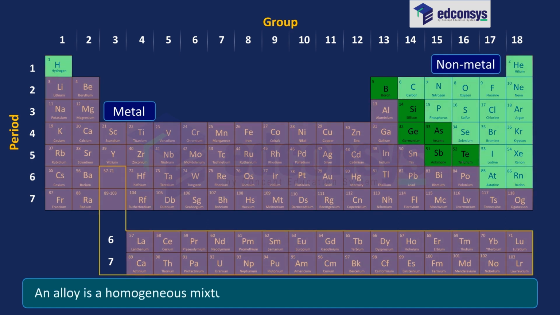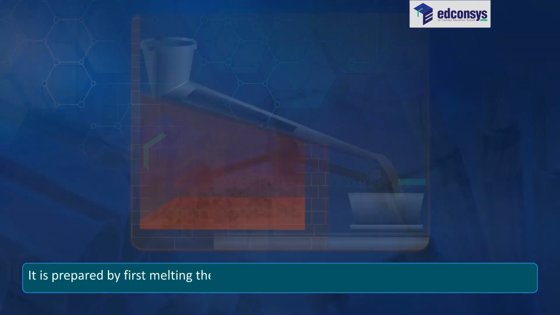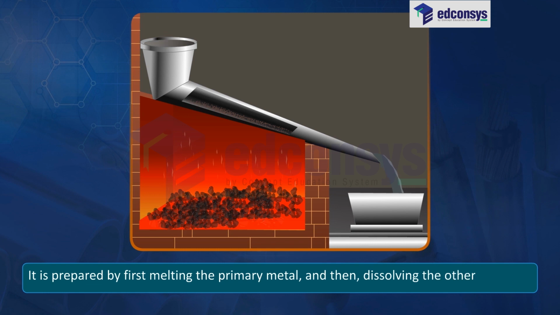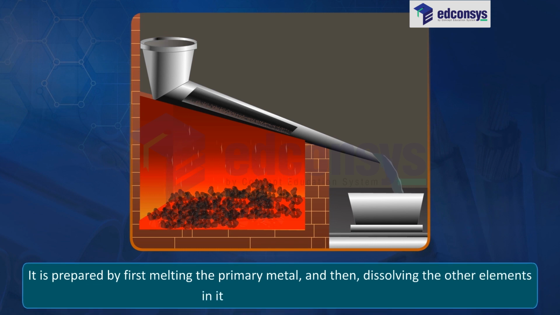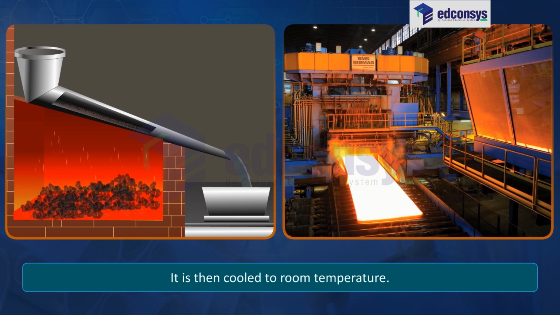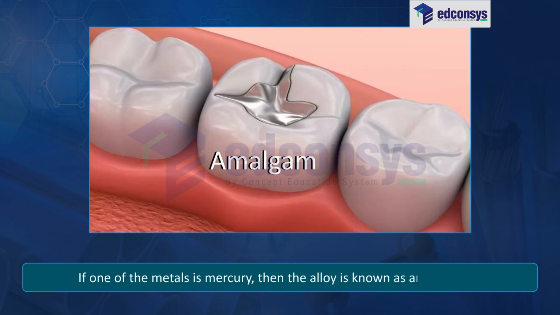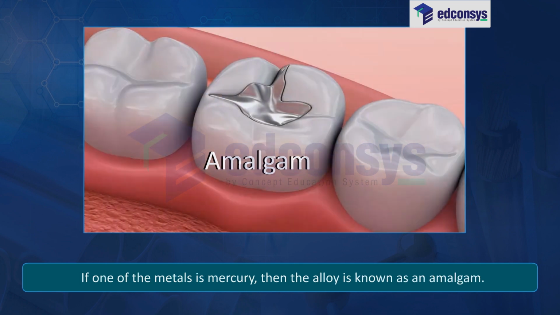An alloy is a homogeneous mixture of 2 or more metals or a metal and a non-metal. It is prepared by first melting the primary metal and then dissolving the other elements in it in definite proportions. It is then cooled to room temperature. If one of the metals is mercury, then the alloy is known as amalgam.